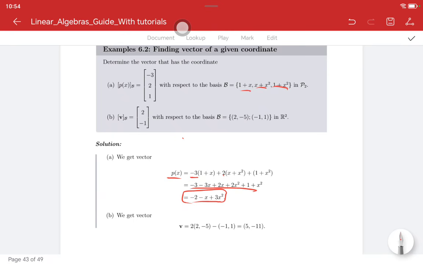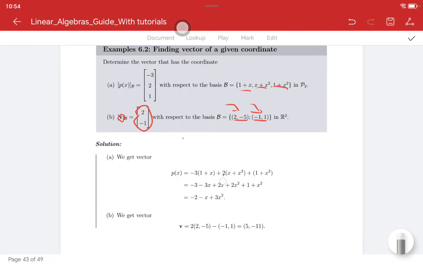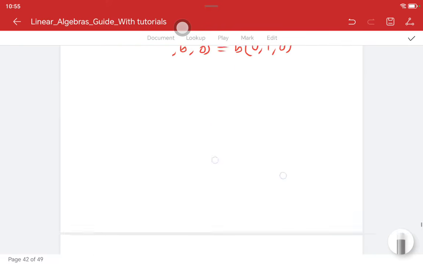Now here they say we must find the vector v, which has these coordinates with respect to this. So the first one will get a 2, this one will get a -1, which is this. You see that this one is simple, right? Questions like this are the simplest. Any question here? Are we all fine?